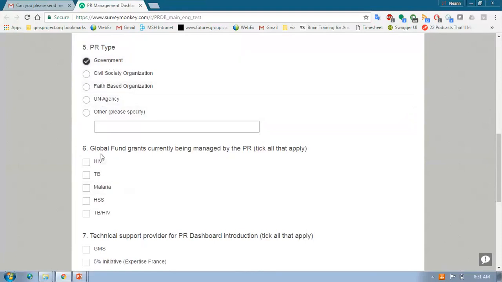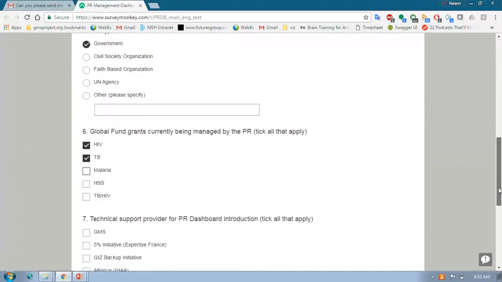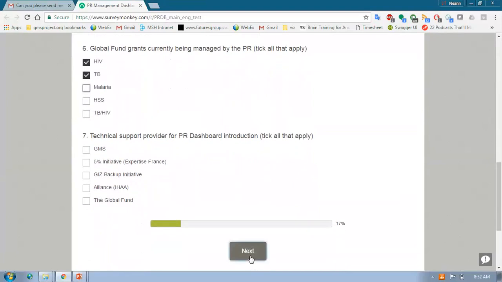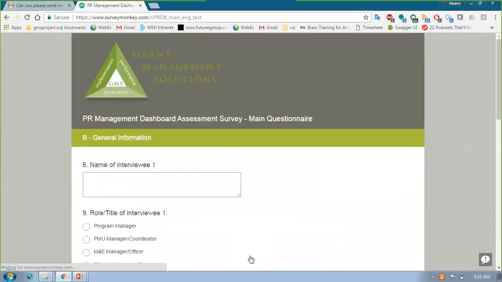But there's another type where you have to tick all that apply, number 6. And the Global Fund grants currently being managed by the PR could be multiple. And these are distinguished in the printout version by the box. So in most cases, we have tried to put in tick all that apply as an explanation. But if it's not there, then make sure that you know which is which, because you might run into problems when you're entering the data online after the interview.